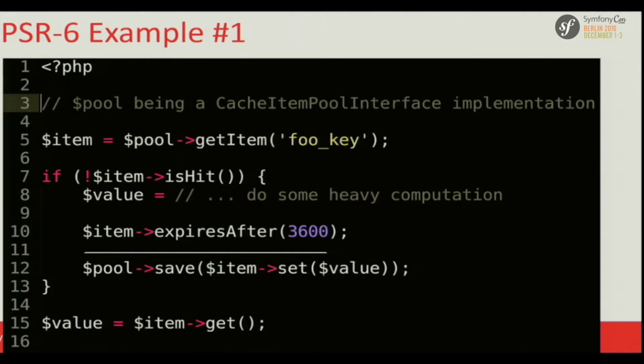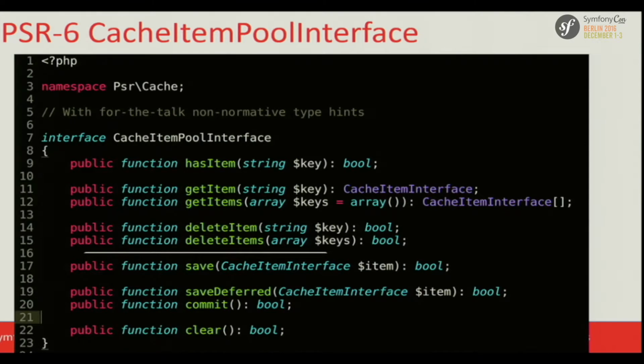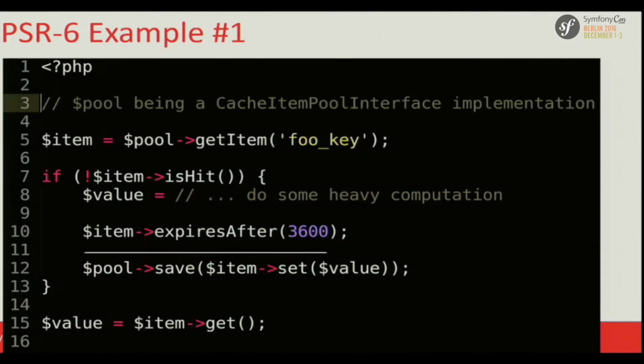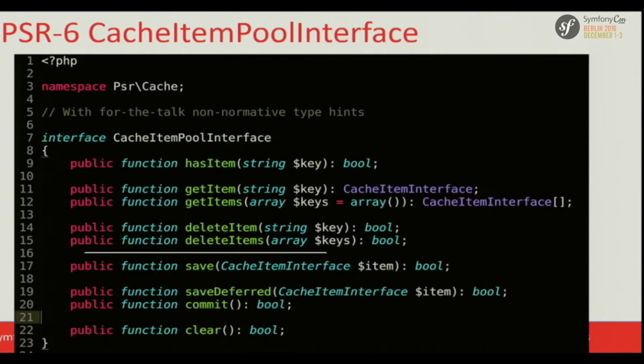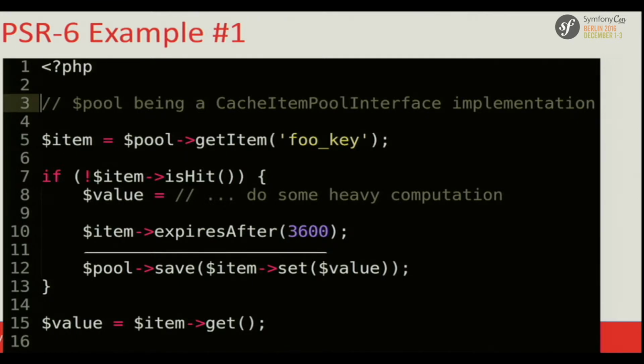So let's see how we can use that. You have a pool, let's say we created that before. So you get some item with a key, foo key, you have the item back. Then on the item you call is hit. If it's not hit, then it means the cache is cold. It means you have to compute the value. So let's compute the value. The compute value takes some time. At the end, you put the expiration date, 1 hour, and you save. By setting first the value with the item, and you save the item, and it's done.